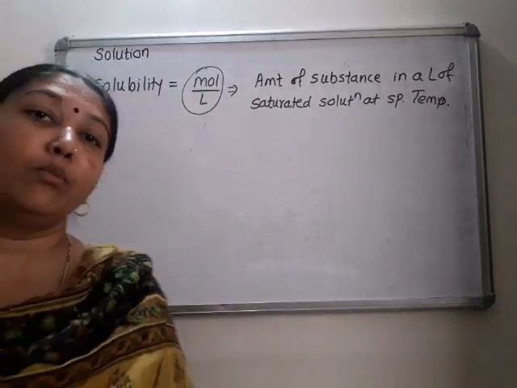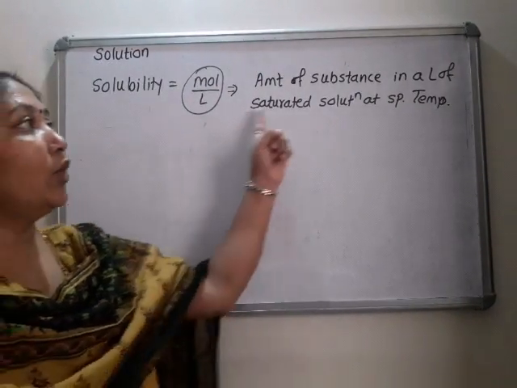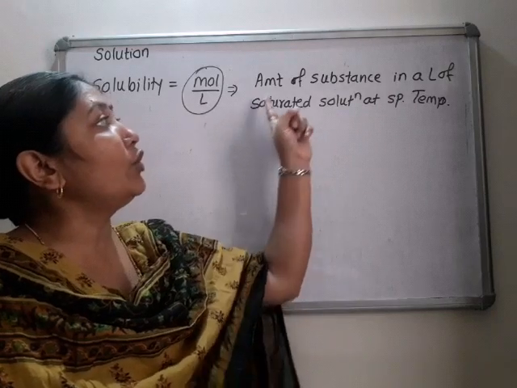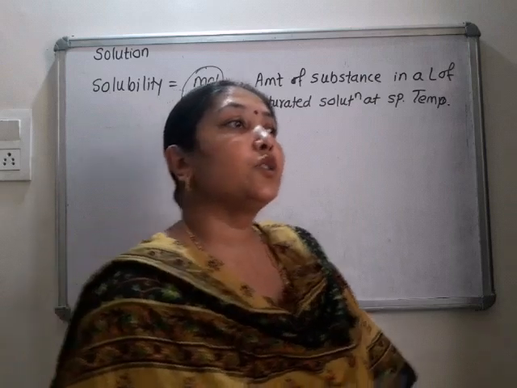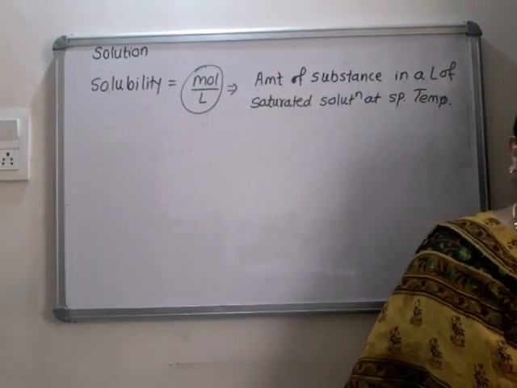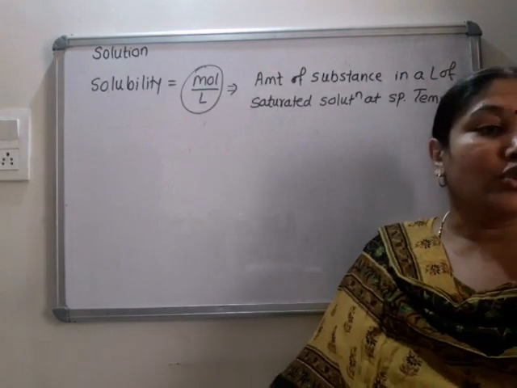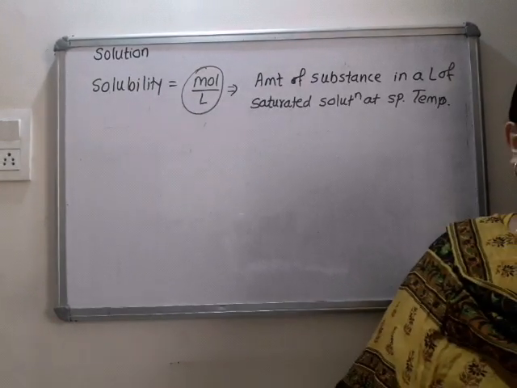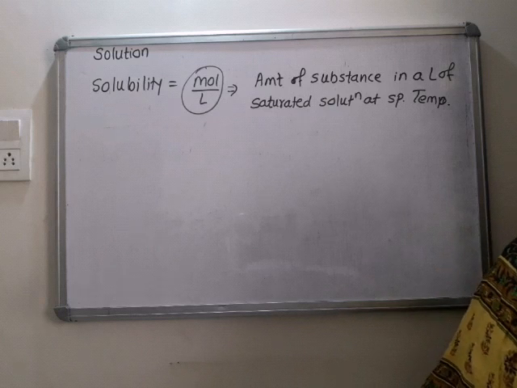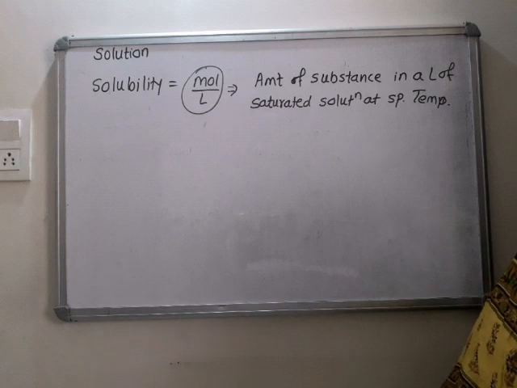So molarity is mole per liter. The amount of substance in a liter of saturated solution at a specific temperature is called the solubility of that substance. Now, what are the different factors which affect the solubility?